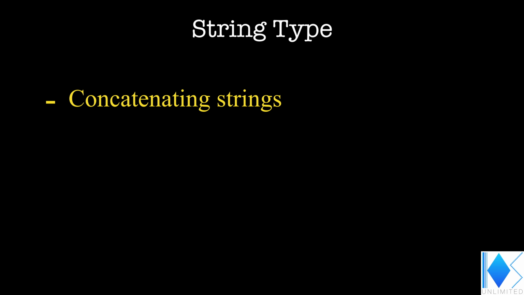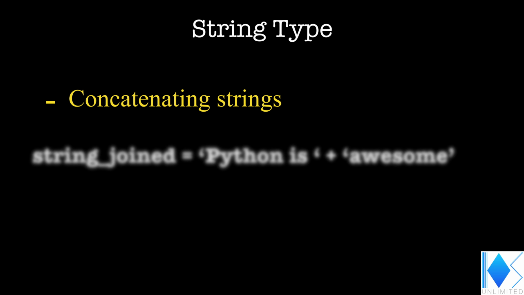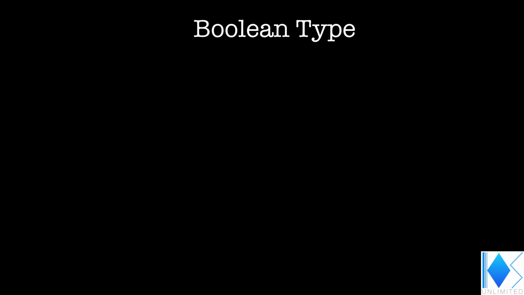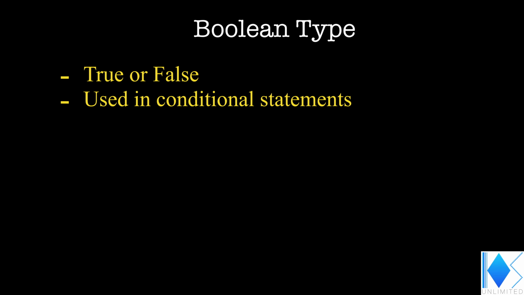You can concatenate strings by using the plus operator between two strings. If you add two strings together, it joins the strings of text into one string of text. The Boolean type has two values, true or false. Boolean is mostly used in conditional statements that we will get to in a later stage.